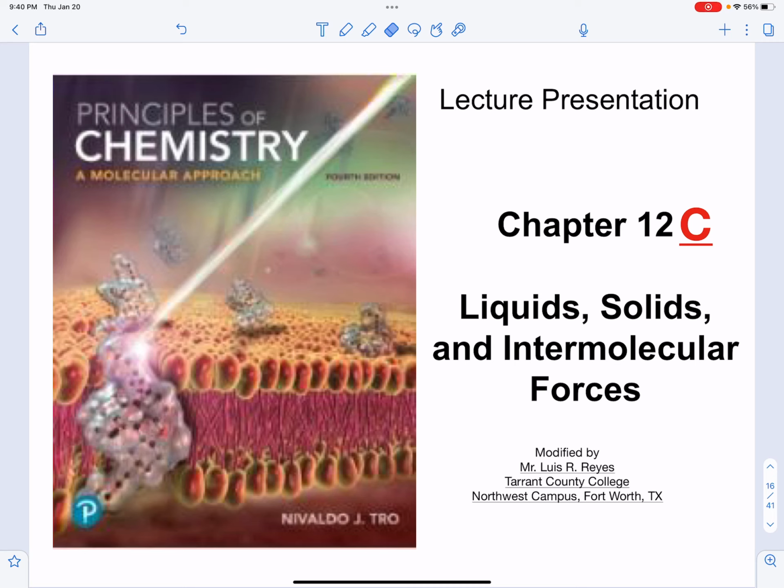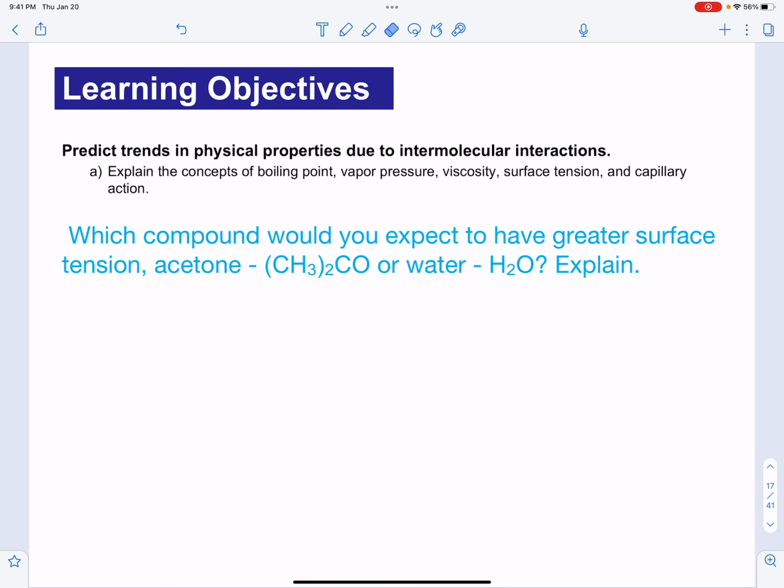Welcome back. Let's continue our journey through chapter 12. So let's do 12C. Continuing with the properties due to intermolecular interactions, let's see this problem.